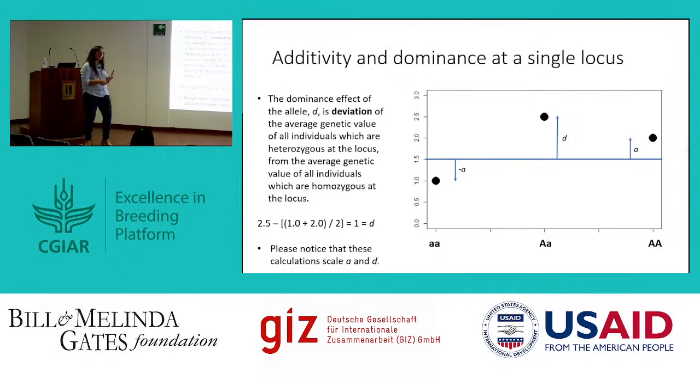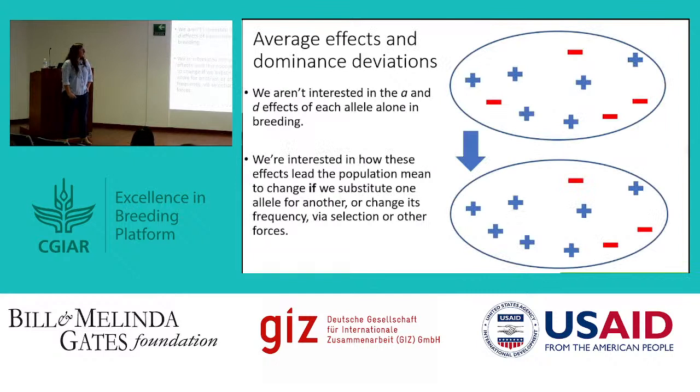We're going to put a number on the deviation, and we're going to measure it as a deviation from the mean of the homozygotes. So in this case, we already said the mean of our homozygotes is 1.5. And then if we take the mean of all the heterozygous genotypes, we have a deviation of 1 from that 1.5. So those are the allelic effects.